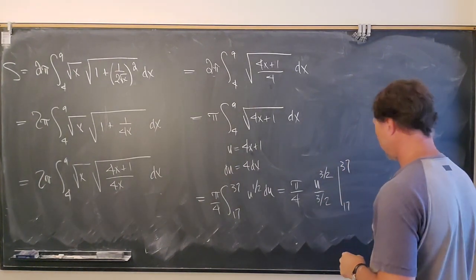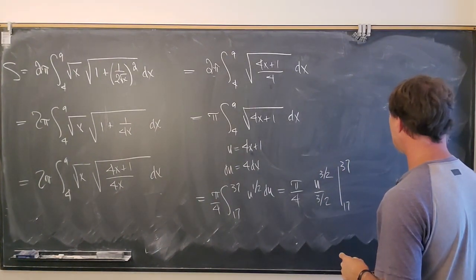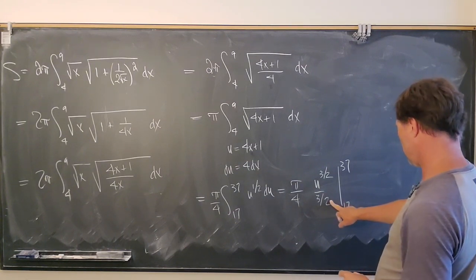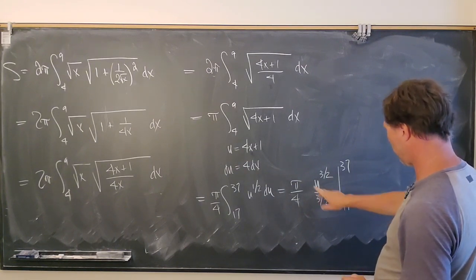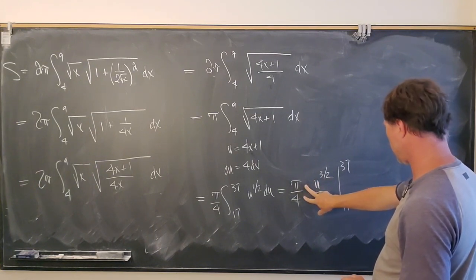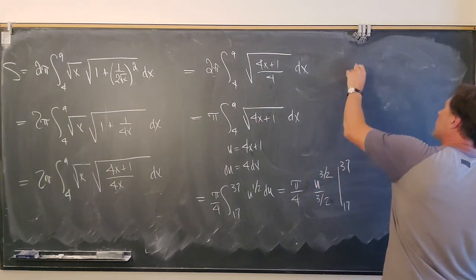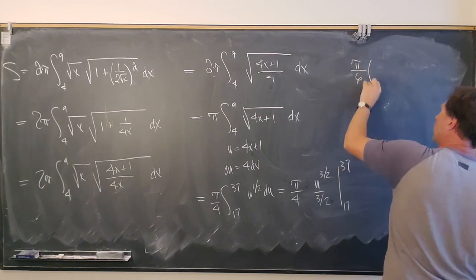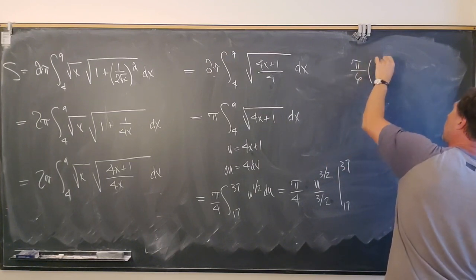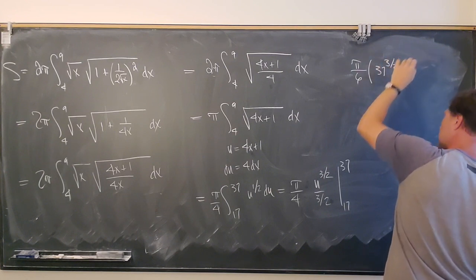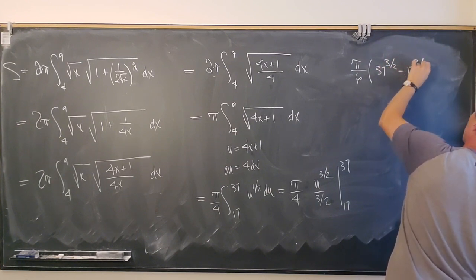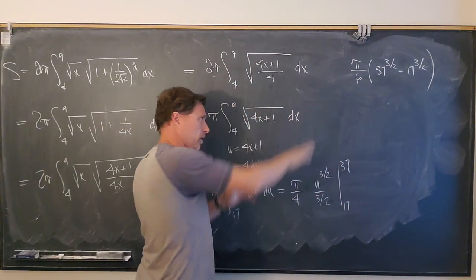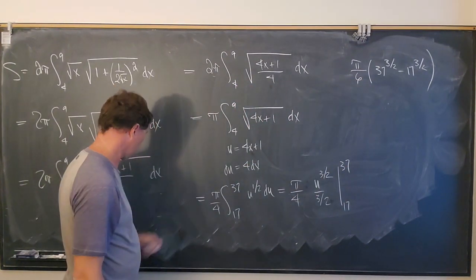So I don't know why this answer is so ugly, but it is. So that will be, let's see, I'm going to flip that over. 2/3 times that will give me a pi over 6 times 37 to the 3/2 minus 17 to the 3/2. So the answer doesn't look pretty, but there it is, right? Not too hard of an integral to compute.